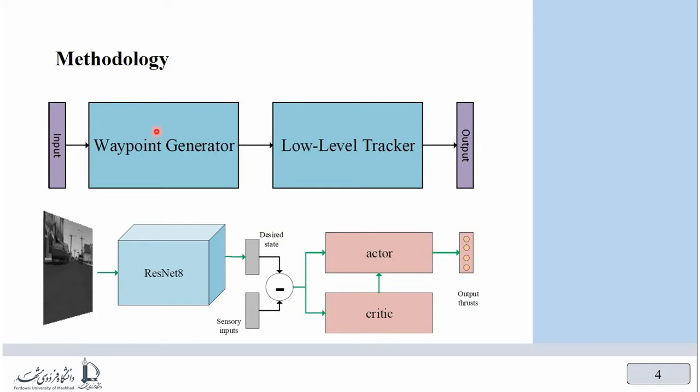The first module is a waypoint generator that is in charge of producing a set of waypoints online, and the second module is in charge of following those waypoints and producing low-level commands to do so. Basically, the first module is a deep residual network that takes a single image and produces an abstraction of features. Then those features are fused with sensory inputs and fed to the second module. The second module is actor-critic style proximal policy optimization, and our actions are thrust forces on each rotor.